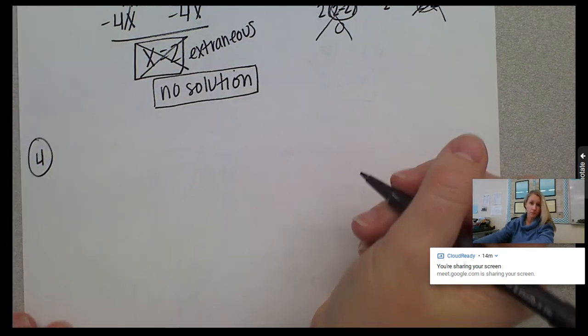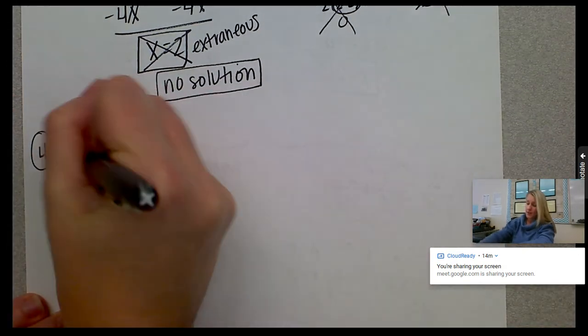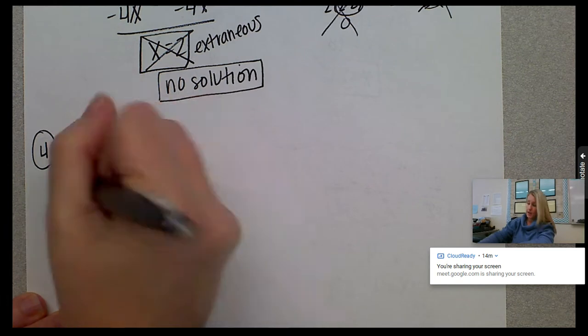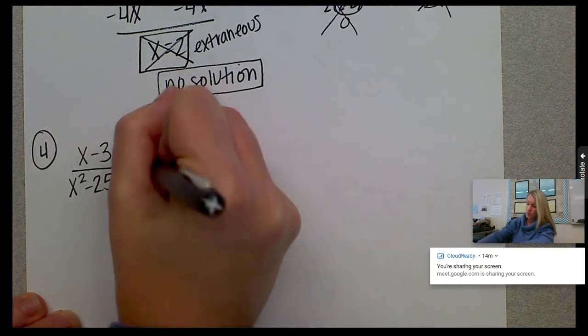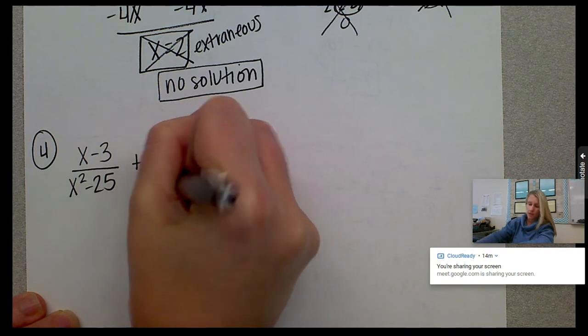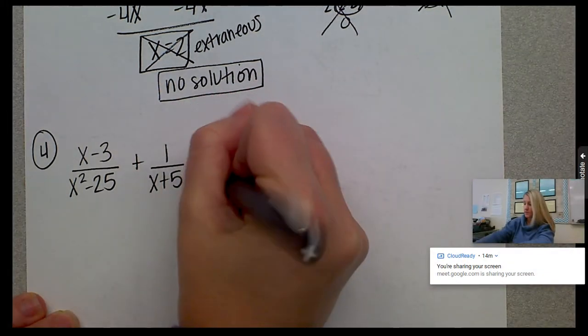So we have x minus 3 over x squared minus 25 plus 1 over x plus 5 equals 1 over x minus 5.